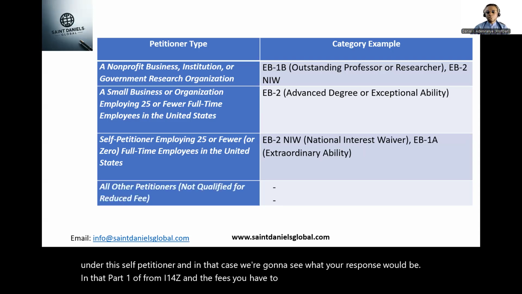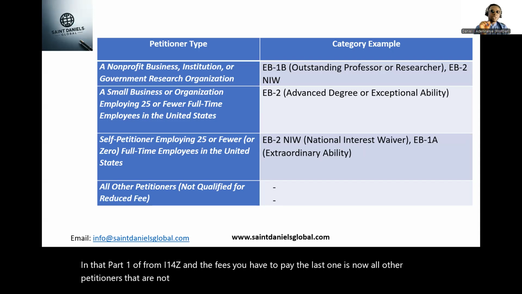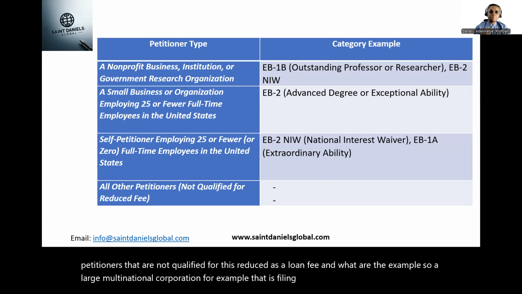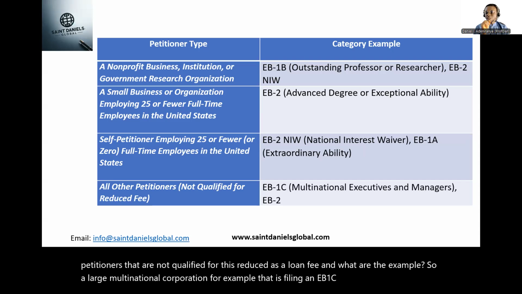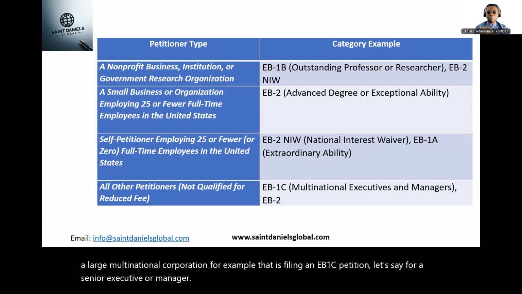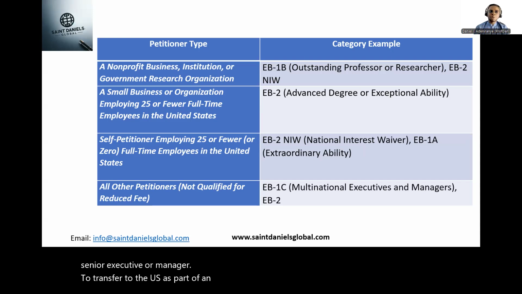The last one is now all other petitioners that are not qualified for this reduced asylum fee. And what are the examples? So a large multinational corporation, for example, that is filing an EB-1C petition, let's say for a senior executive or manager to transfer to the US as part of an international transfer, will definitely fall under this category.